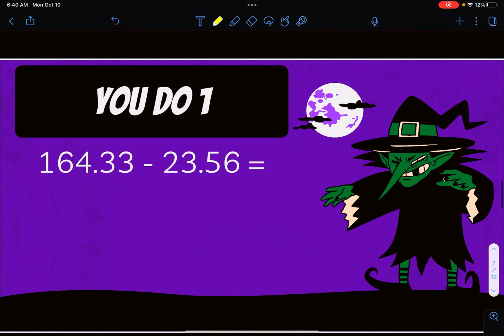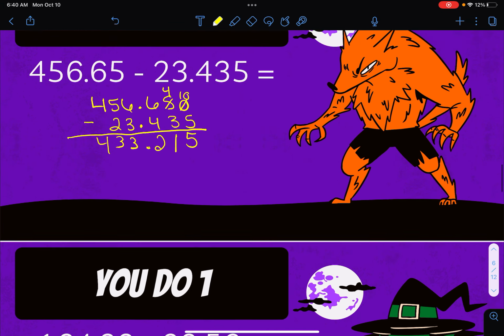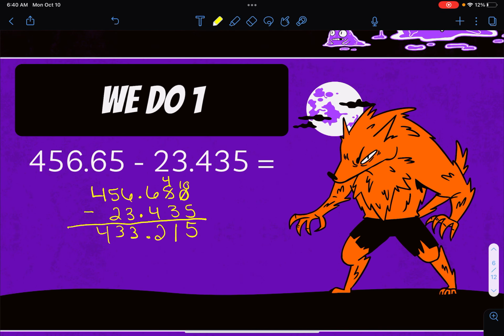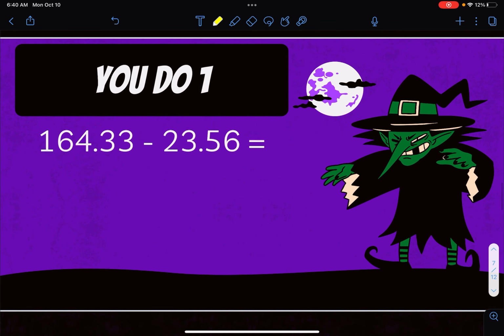So now this is your you-do. So you're going to go ahead and do this one on your own. Remember, you have to follow your same steps that we followed here, which were what? What were our steps we followed? We put the bigger number on top, and then lined up the decimal. Okay, so now that you have that, remember you have to follow the same steps. And of course, after we lined up the decimals, we did our subtraction. So go ahead and solve this one. Pause your video so you can solve the you-do, and then come back once you're done.